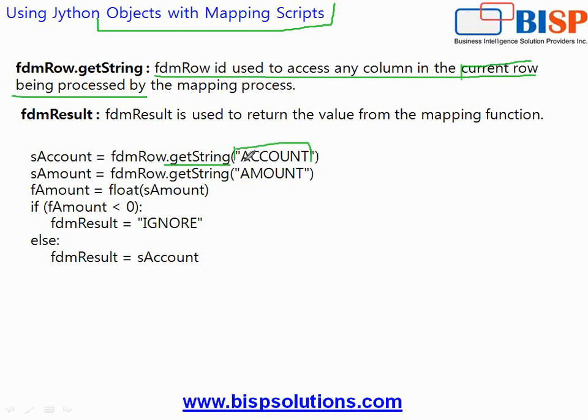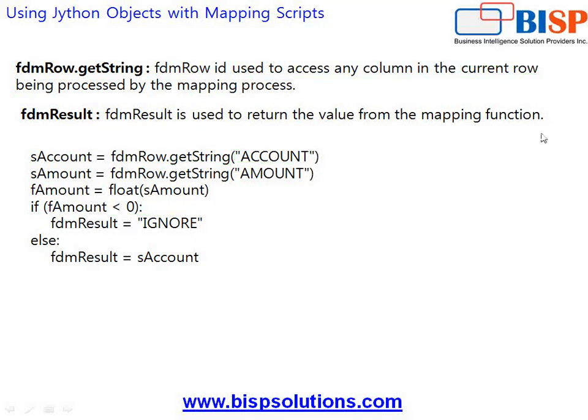For account, the current row is being processed. I'm going to retrieve one by one all the rows from my account dimension. Similarly, I'd like to read all the amounts. So the getString function reads row by row for the respective account dimension member. In this example, it is account and amount respectively. Then I did a casting over here. I use a float function to cast my amount and store it back to my variable called amount.